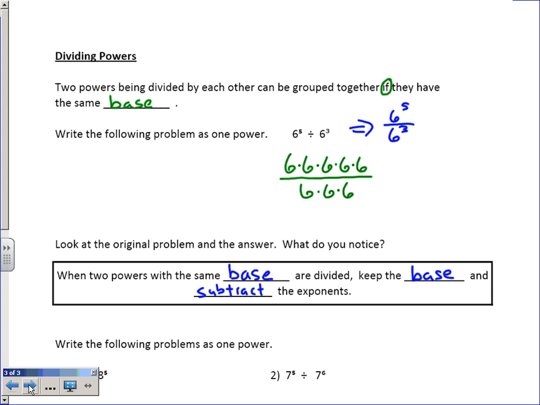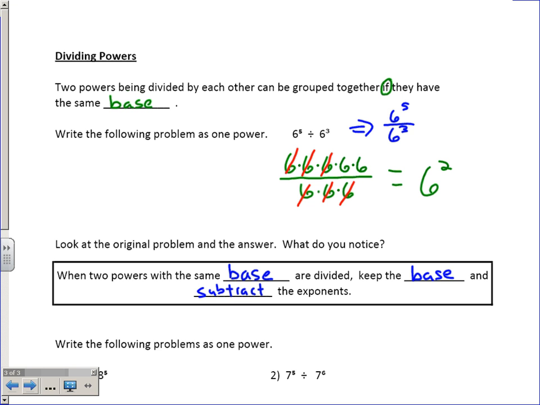So 6 to the 5th, you should be able to think about it as 6 multiplied 5 times, 6 to the 3rd, 6 multiplied 3 times. Now we can reduce these 6's in the top and the bottom. So I'm doing 1 at a time. And then we can get our solution as 6 squared. Now comparing that to our original problem, you should notice we kept the same base, and all we did was subtract the exponents. We did 5 minus 3, and that was our new exponent.